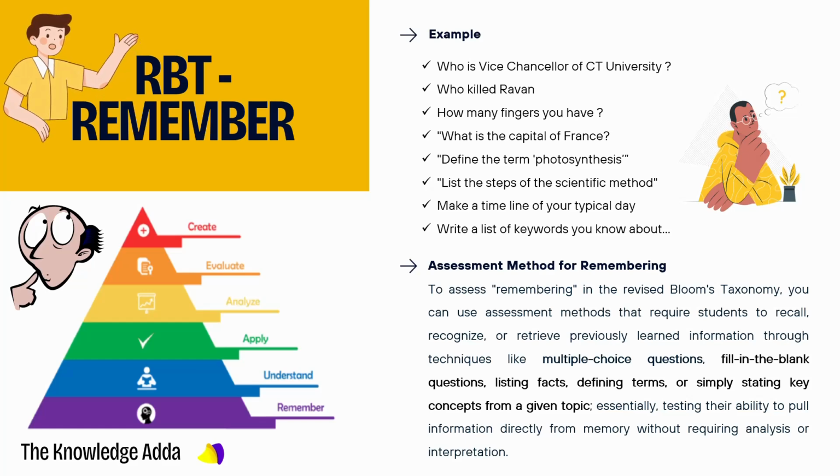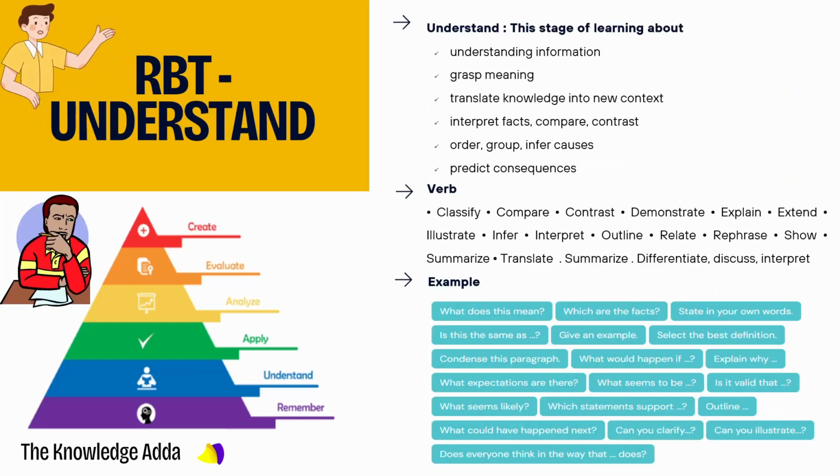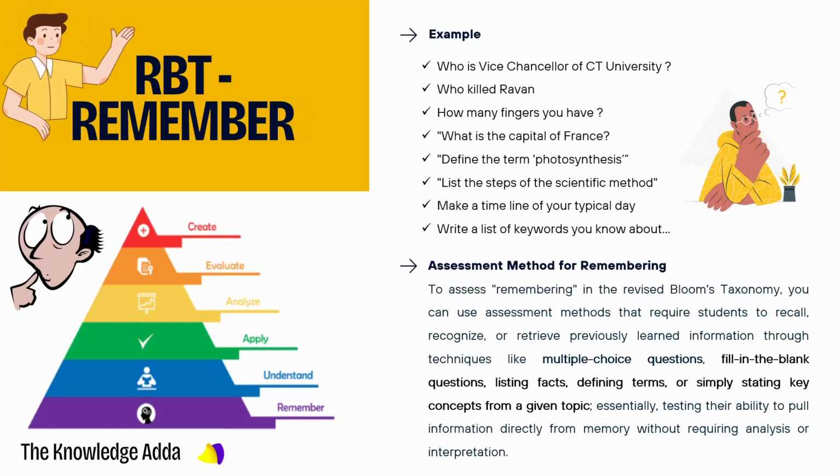So here you can see the example, like I am saying. Who is the vice chancellor of this university? So if you know the name, you can tell. Who killed Ravana? If you know, you can give. Means you have to know about the thing. No need to think about this. If you remember, if you know, then you can give the answer.